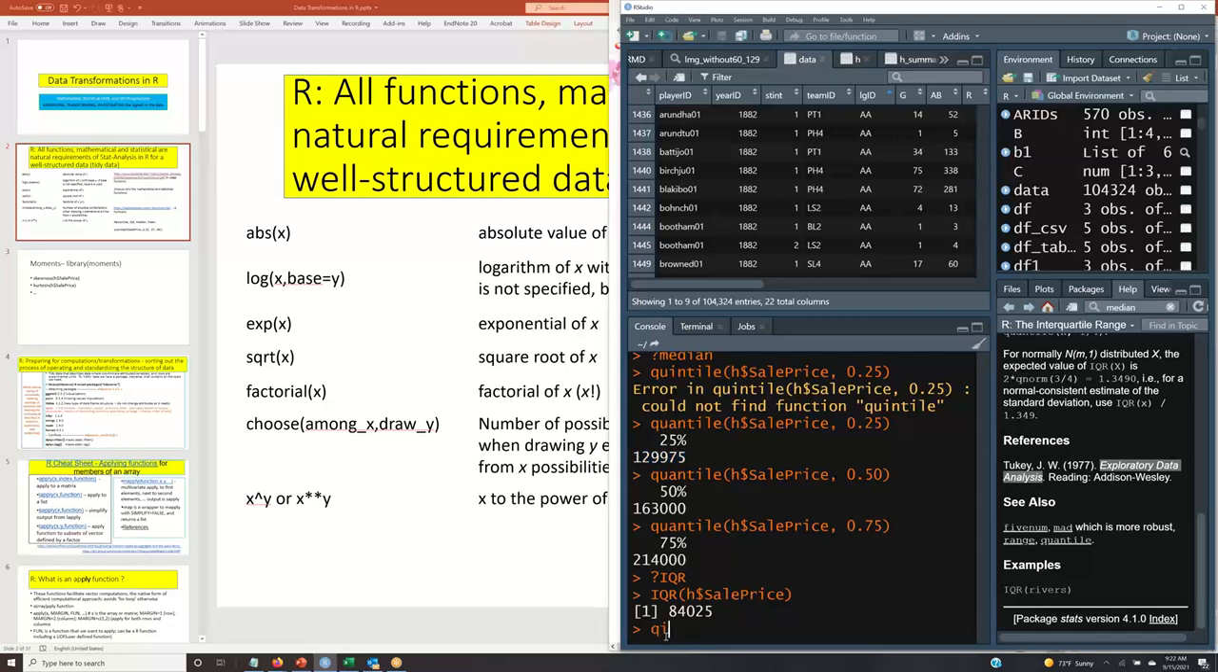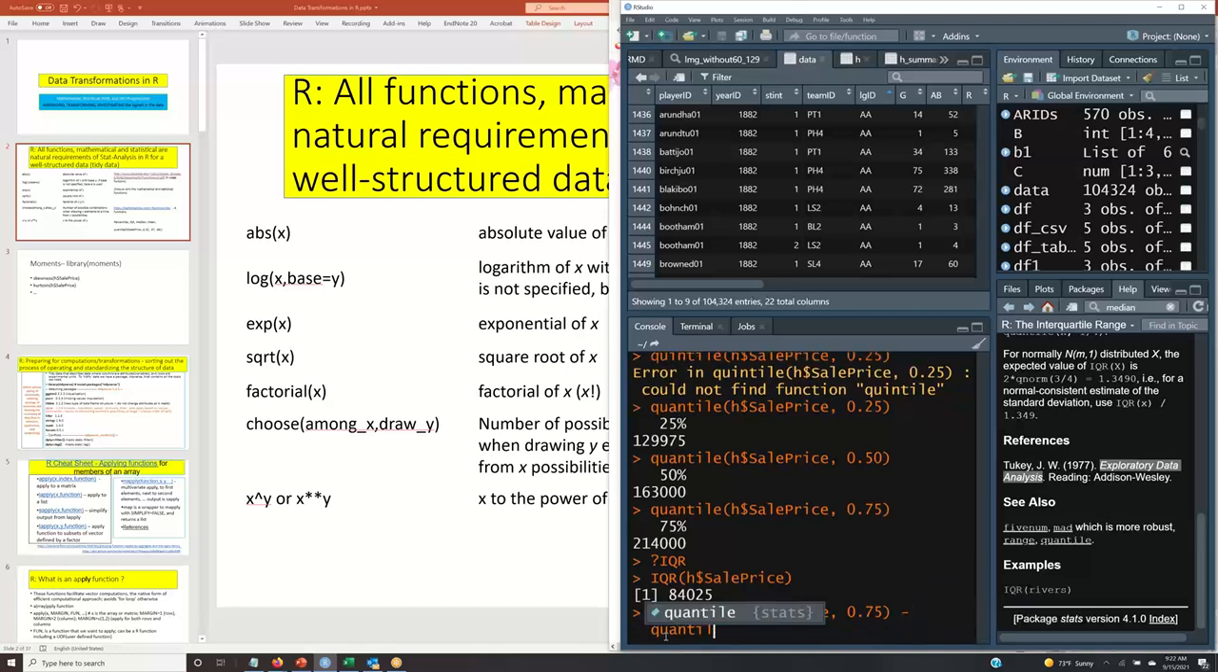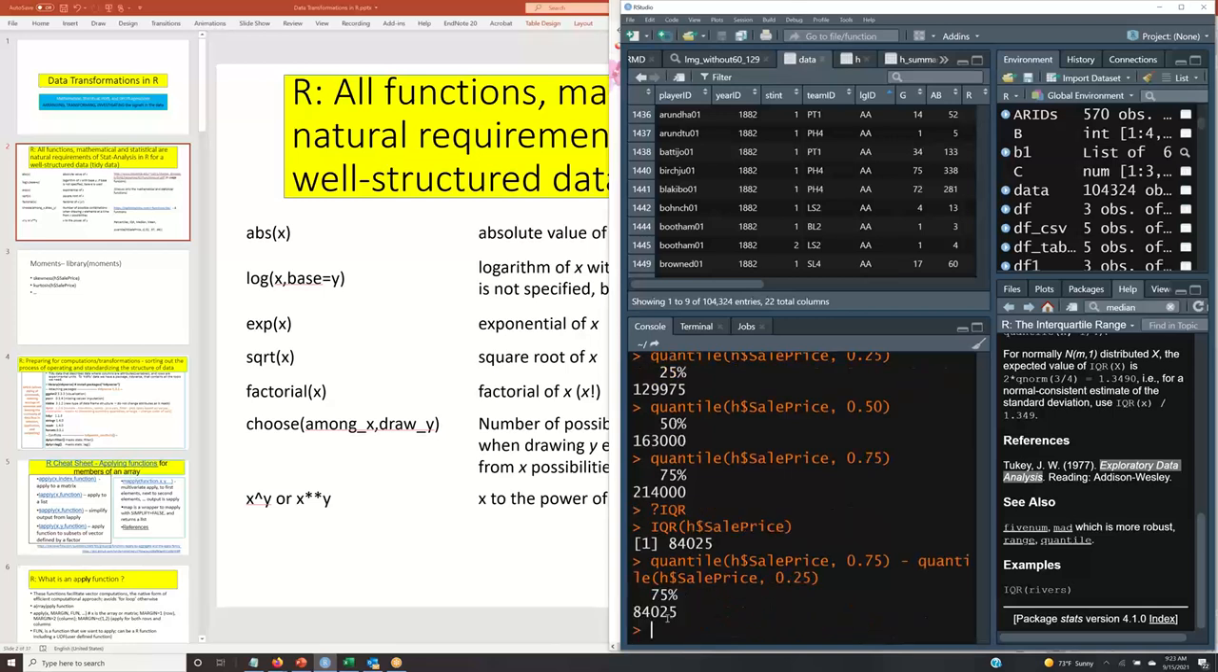Just out of curiosity, I'm going to do quantile of H dollar sale price, 0.75. That is the third quartile. Then quantile of H dollar sale price, 0.25. So it is the same. I could have done it this way, but there is already a function available for this quick calculation.